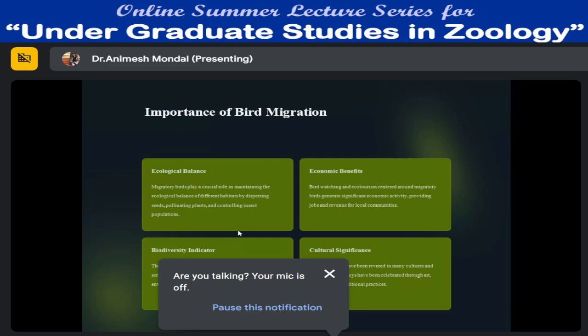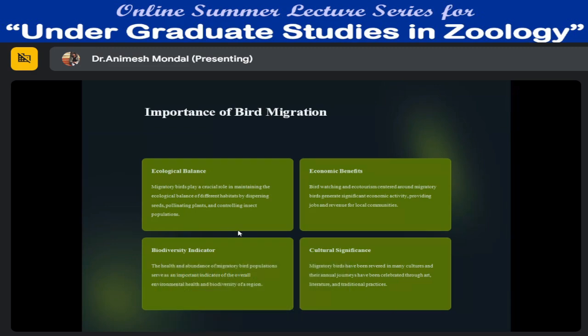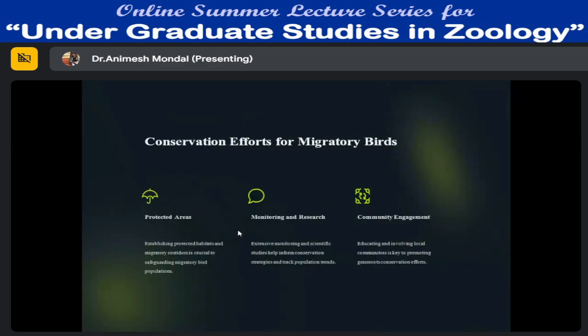Now, what are the economic benefits? Bird watching and ecotourism get a boost when certain birds from Siberia come to your place. So, that generally boosts our economy. So birds also serve as a biodiversity indicator. The health and abundance of the migratory bird population denote how the environmental condition is. Now there is also cultural significance. Migratory birds have been revered in many cultures, and their annual journey has been celebrated throughout art, literature, and certain traditional practices. Now, different conservation efforts have been made to protect these migratory birds.